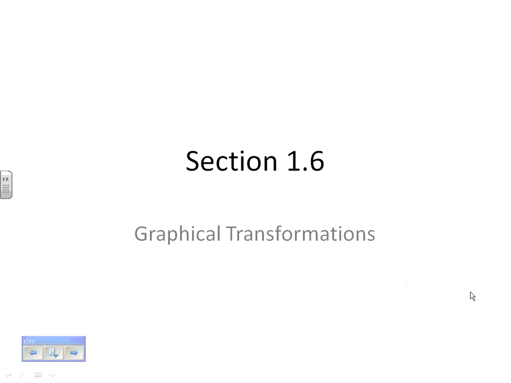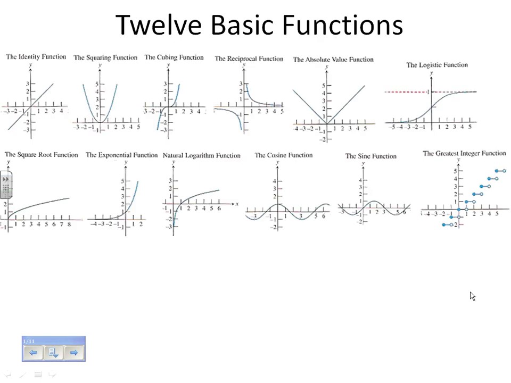Section 1.6, Graphical Transformations. So the first thing we need to talk about is we have these 12 basic functions that we talked about in an earlier section, that a lot of the functions that we have are really just based on these 12 basic functions with transformations of some sort. Like if I take the cosine function right here and I move it up 3 units and then I draw it again, I've transformed that graph.